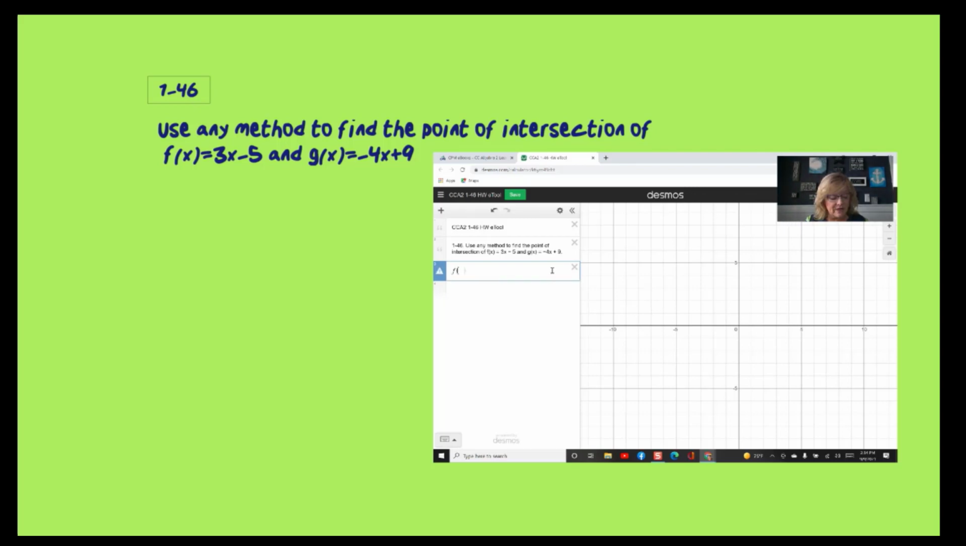I'm going to do f of x here, and that equals 3x minus 5. So there's one line, excuse me. And then I'm going to come in here and I'm going to add the g of x. And I'm going to type negative 4x plus 9. Okay, here we go. All right, so we have our intersection point. And if I come over here and hover it and click on it, you'll see that it is 2, 1.